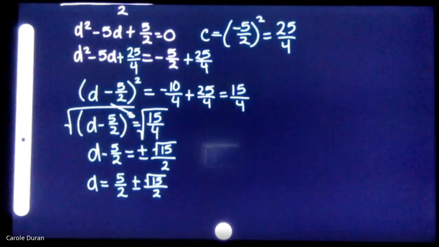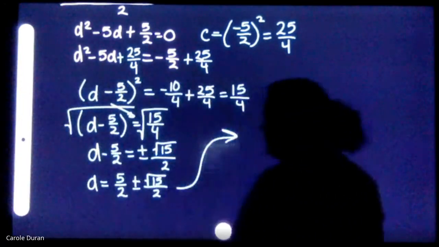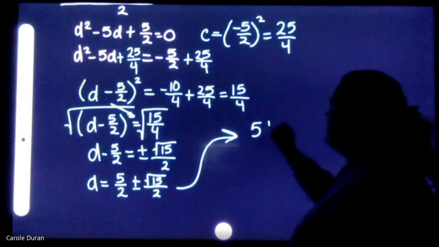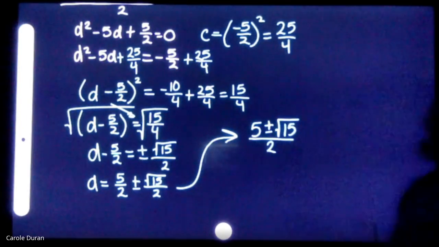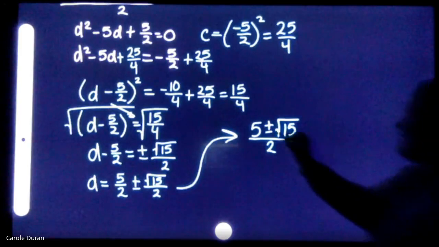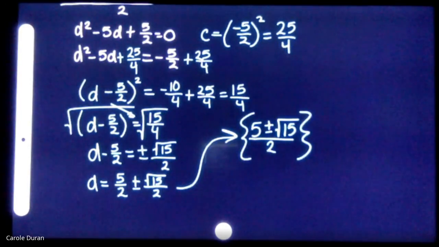Both of these fractions are over 2, so I can simplify it a little bit more by writing it all as one fraction. So I'm going to put the numerators together and then put them over their common denominator. So this is what you would put in curly brackets. D is equal to 5 plus or minus the square root of 15 all over 2.